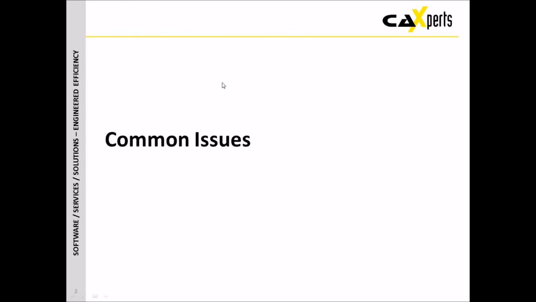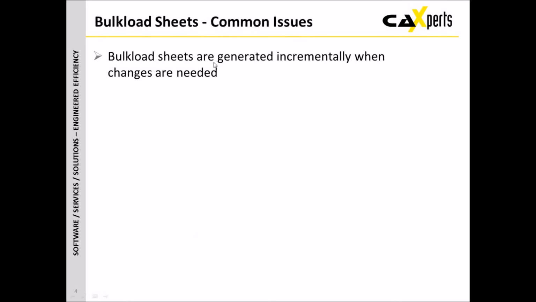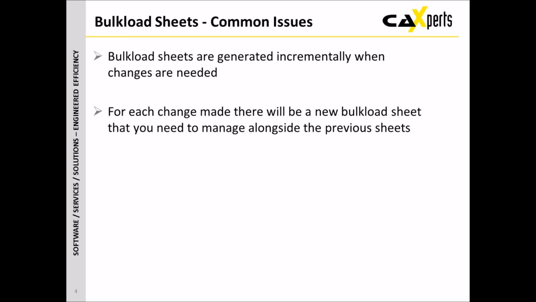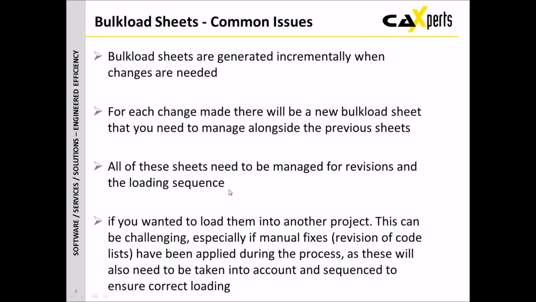Okay, so let's start with common issues, and the first ones we're going to start with is looking at bulk load sheets. So as you should know, bulk load sheets are generated incrementally when changes are needed. So every time you make a modification, you have a new bulk load sheet that you then load in. So for every change, there's a new bulk load sheet, and that needs to be managed alongside the previous sheets. So to get to a particular status, you end up having a series of sheets which you need to load in. And they need to be managed not only for revisions, but also loading sequence. So if you do want to load them into another project, it can be challenging, especially if you've introduced manual fixes such as revision of code lists during that initial process, because that needs to be taken into account and sequenced to ensure the correct loading.